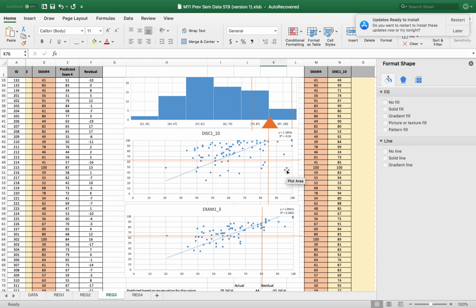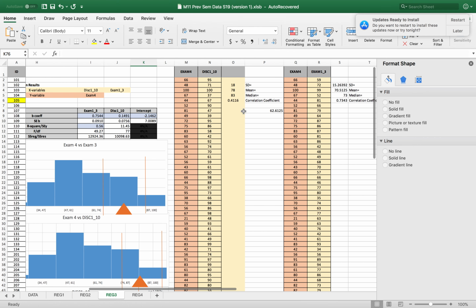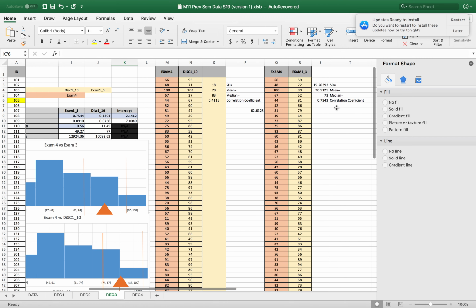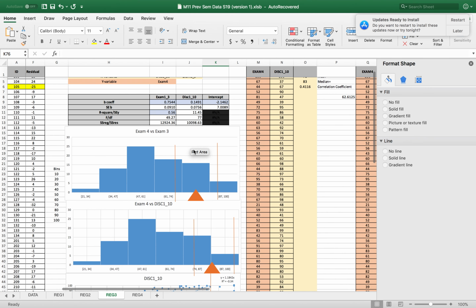And then the correlation coefficient for each, this one I got 0.4116, and actually for this one I got 0.73, which is closer. Correlations are kind of like a t-test statistic, like a p-value. So the closer to 1, the more they correlate. So as you can see, this one correlates more. This one has a lower correlation coefficient.